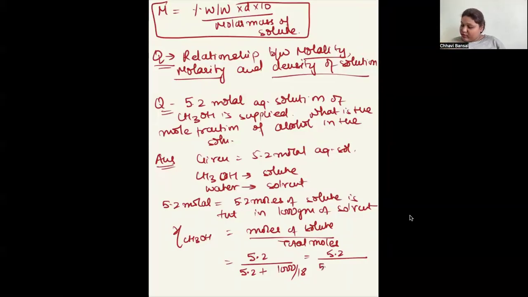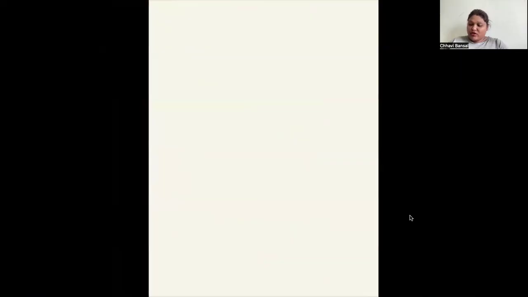So this is 5.2, and 1000 divided by 18 comes out to be 55.55, I guess. So it will be 5.2 divided by 60.75. You can do the maths and you'll get the mole fraction of the given solution. Clear? We can do one more question and then wrap up the video, and you can try out different questions and put your doubts in the comment section.